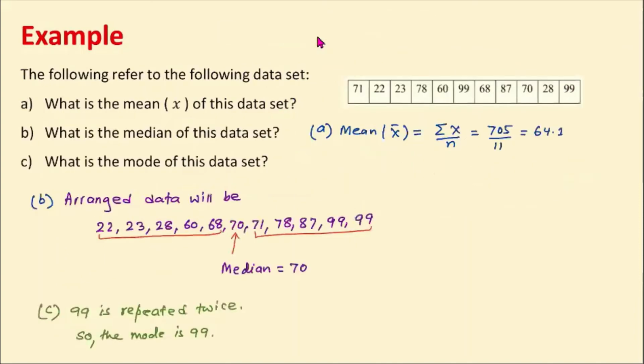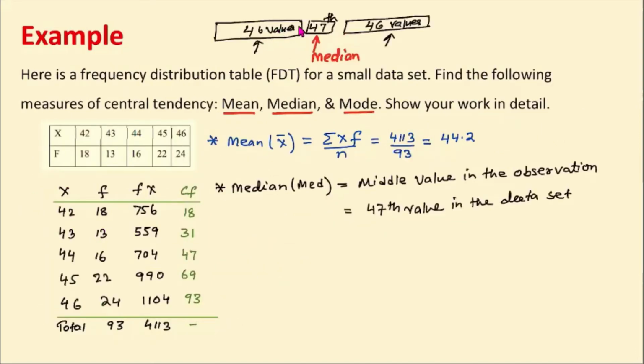If you remember in the previous example, when you have 11 of them, we have 5 this side, 5 this side. So since we have 5 here, the 6th one is the median. Same thing here. When you have 93, we'll have 46 values this side, 46 values this side. The middle value, which is the 47th value, will be the median. And if you look here, the 47th value is 44.